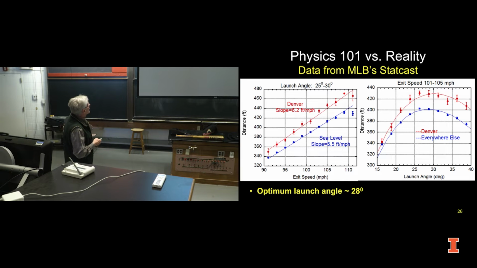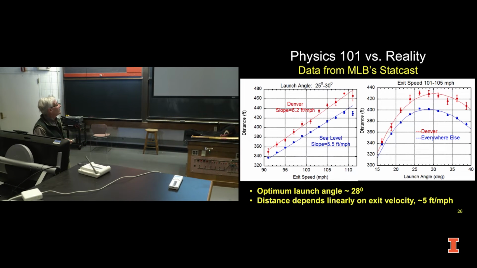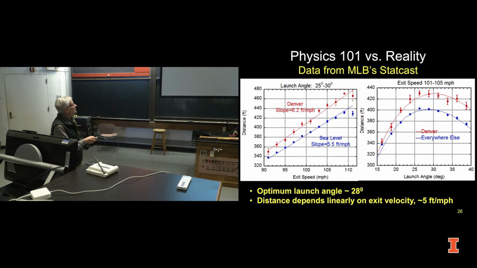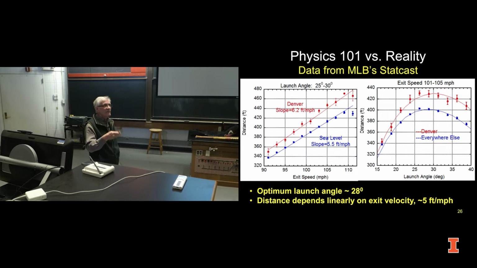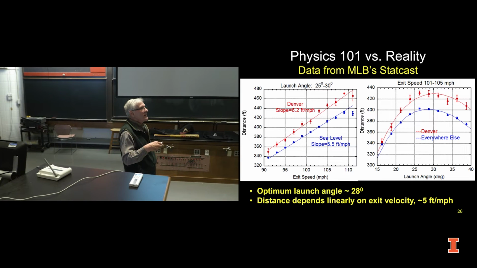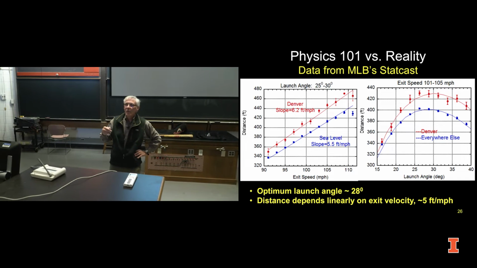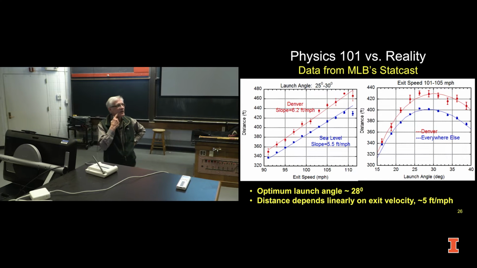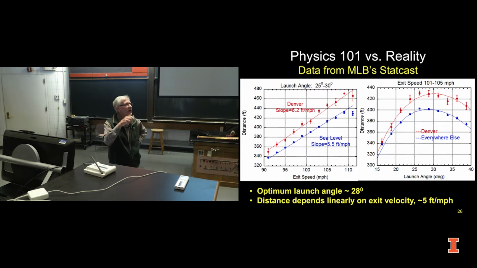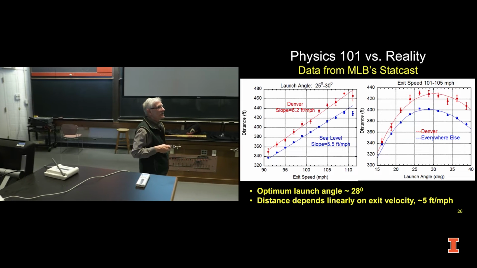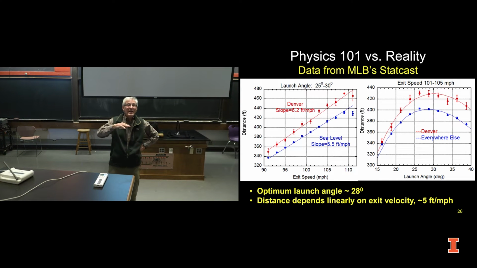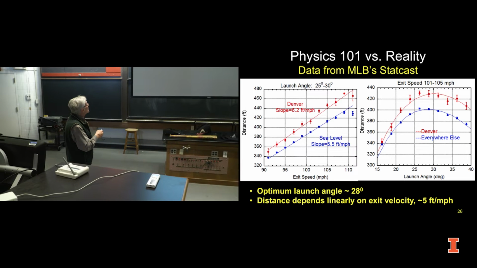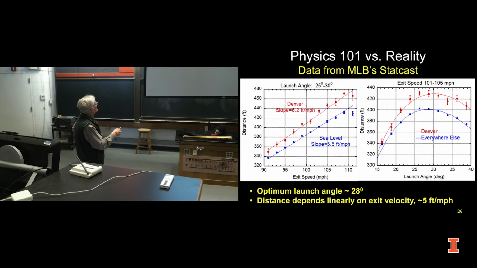So the optimum launch angle is 28 degrees, not 45 degrees. Distance depends more or less linearly on exit velocity, at a rate of about 5 feet per mile per hour. If you took physics 101, it would depend quadratically on exit velocity. The reason it's not knocked down to be linear is because the drag also increases quadratically. So those two things play against each other and you get a linear relationship here.